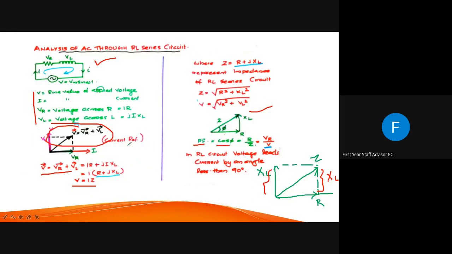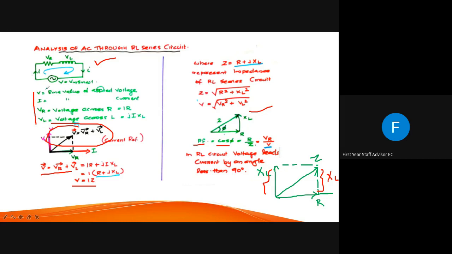Okay, so if you know the basics of R, L, and C, it is not difficult for you to learn RL and RC. First we have to draw the circuit diagram, then the phasor diagram. While drawing the phasor diagram, you have to write these sentences.